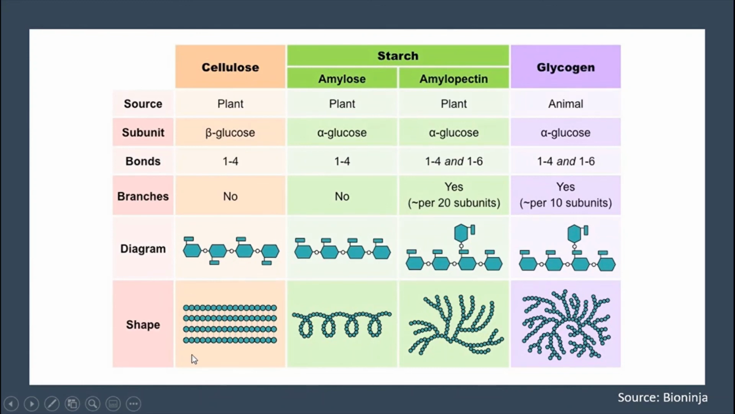And once again, here is a comparison of the shapes: highly branched, a bit less branched, unbranched but helical, unbranched and straight.